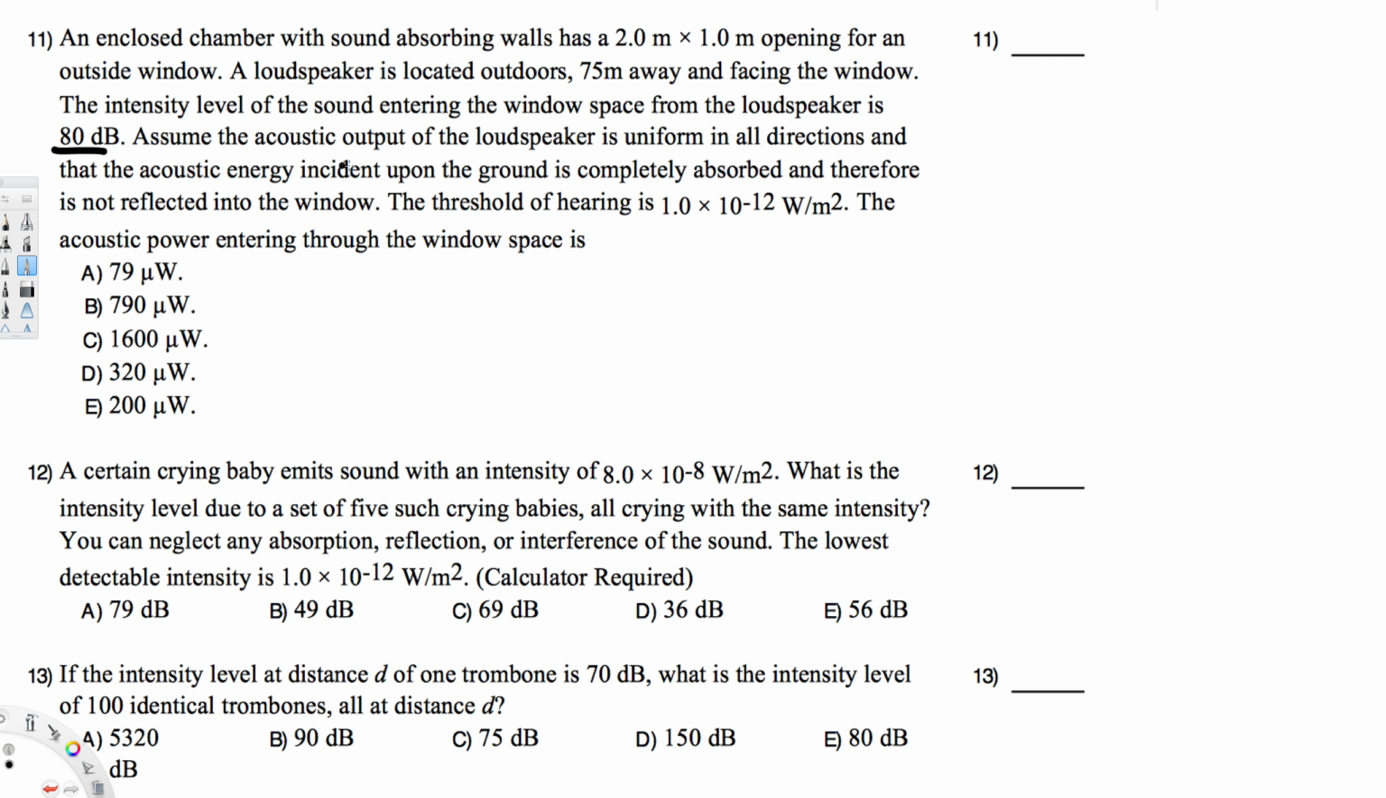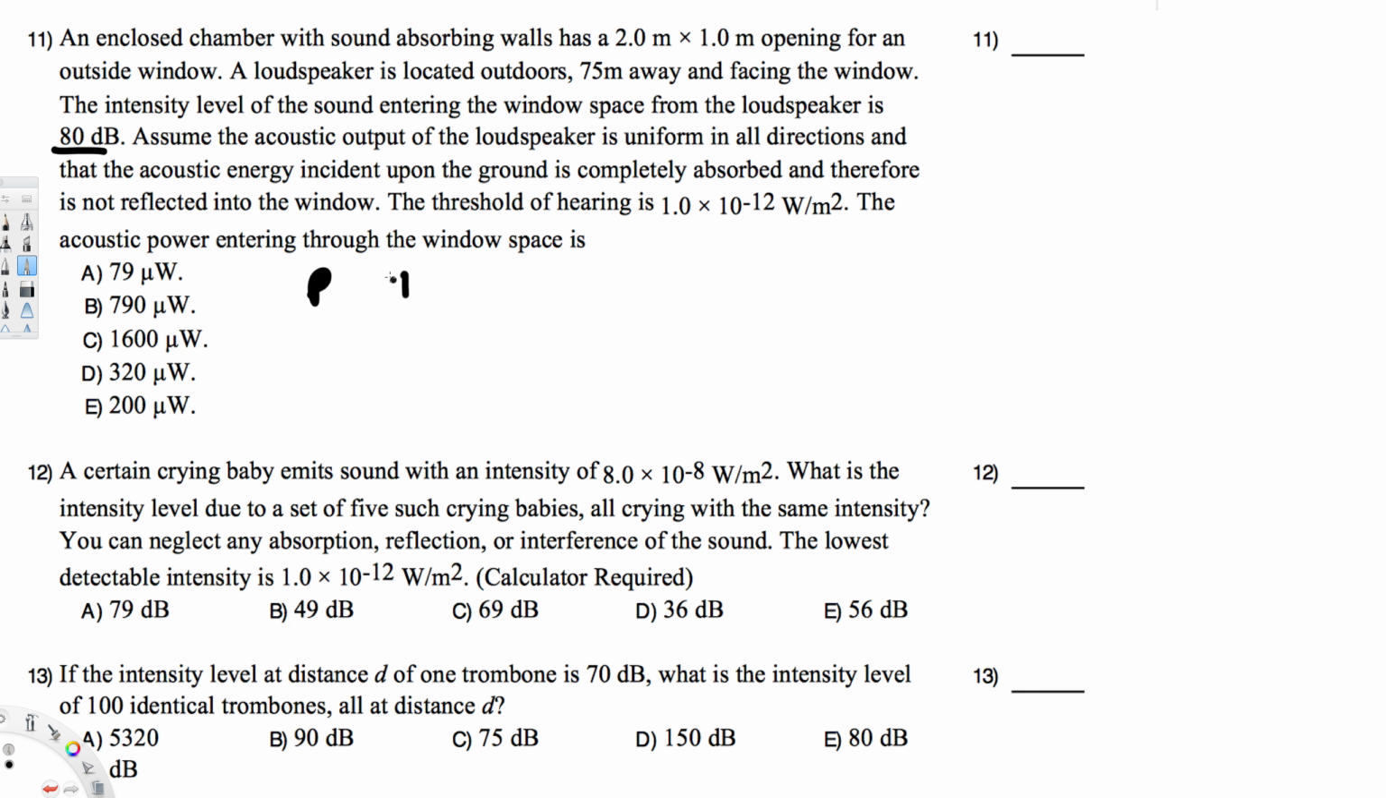Now let's go ahead and read the rest of the problem. Assume the acoustic output of the loudspeaker is uniform in all directions and the acoustic energy incident upon the ground is completely absorbed and therefore is not reflected into the window. The threshold of hearing is this. The acoustic power entering through the window space is what? So to calculate the power, we have to use this equation.